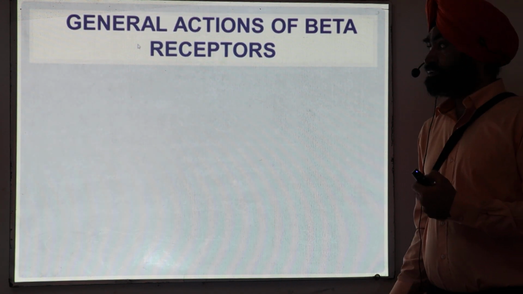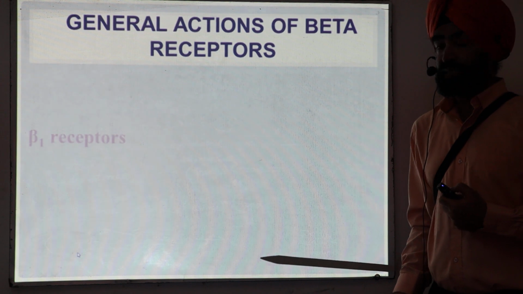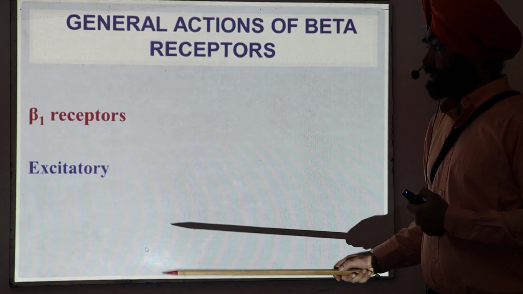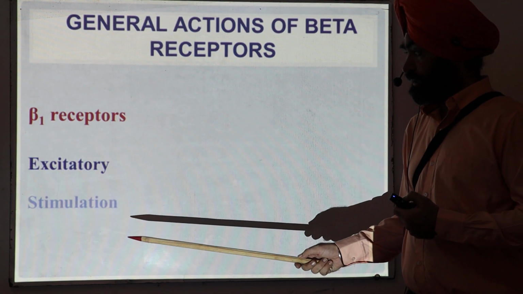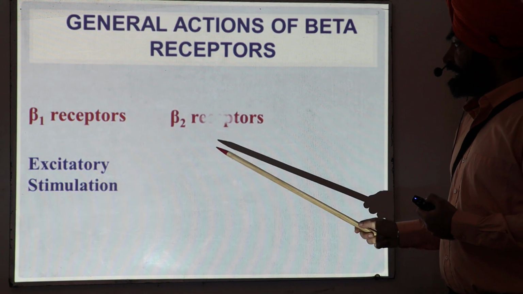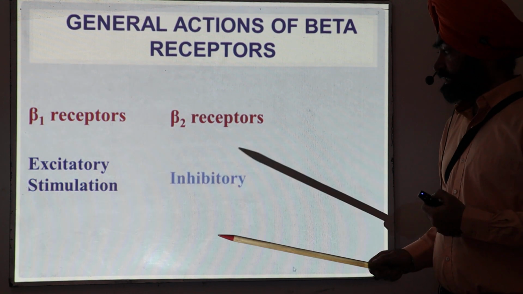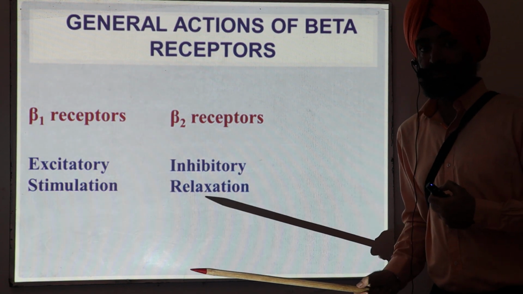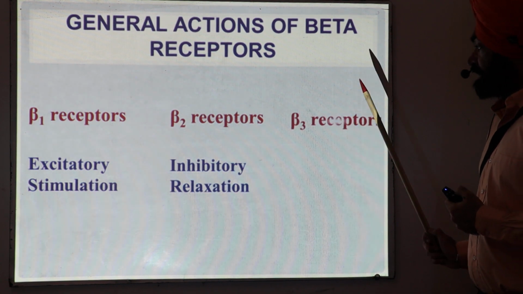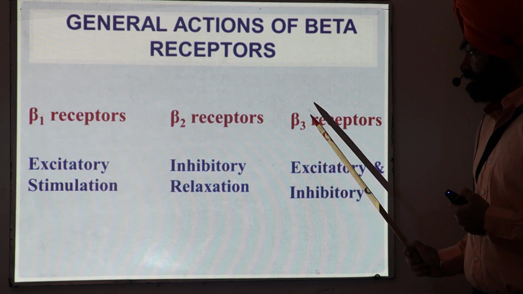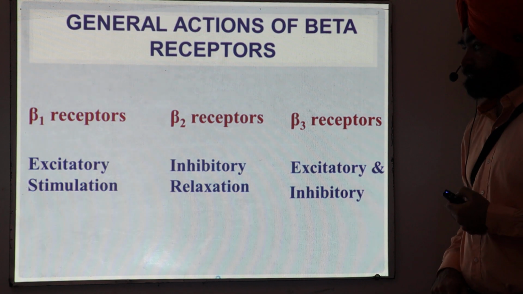Now the general actions of these beta receptors. If you activate beta 1 receptors, you will get excitation, stimulation. But if you activate beta 2 receptors, there is an inhibition, a relaxation of the muscles. Beta 3 is excitatory as well as inhibitory. I will discuss all these individually.